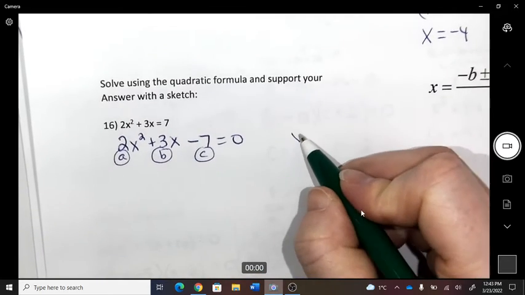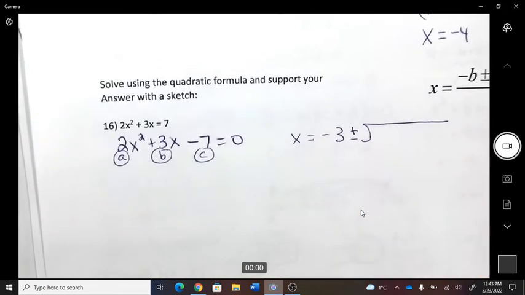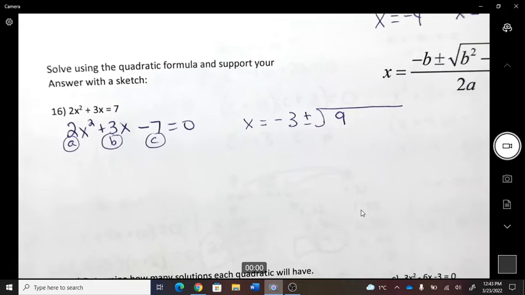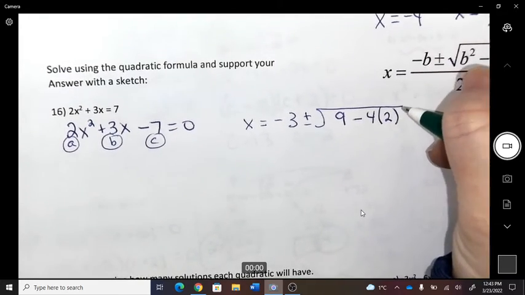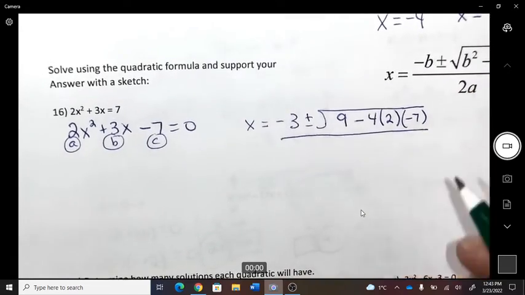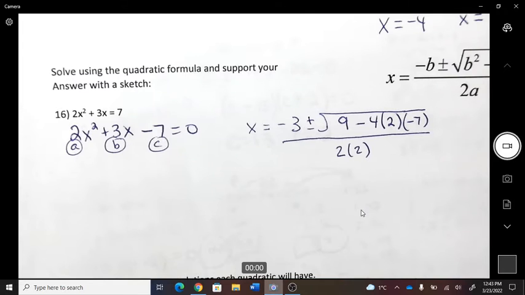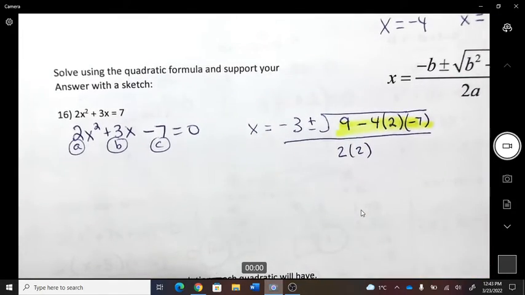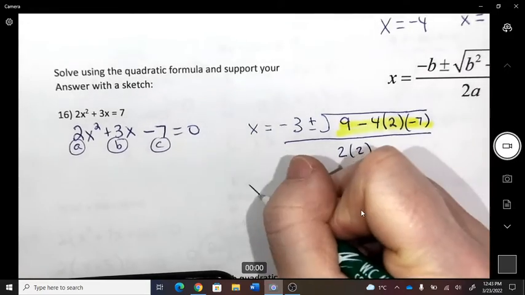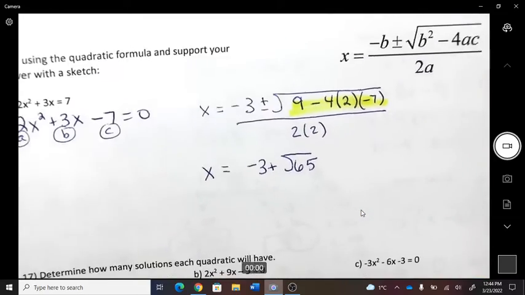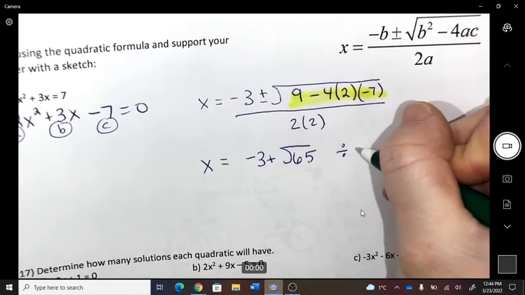Okay, here's the formula. Negative B plus or minus the square root of B squared. So 9 minus 4 bracket 2 bracket negative 7 all over 2 bracket 2. Okay, so for me, I'm going to type into my calculator just that. That's what I'm typing in. So 9 subtract 4 times 2 times negative 7. Is root 65. And then divide by 4.